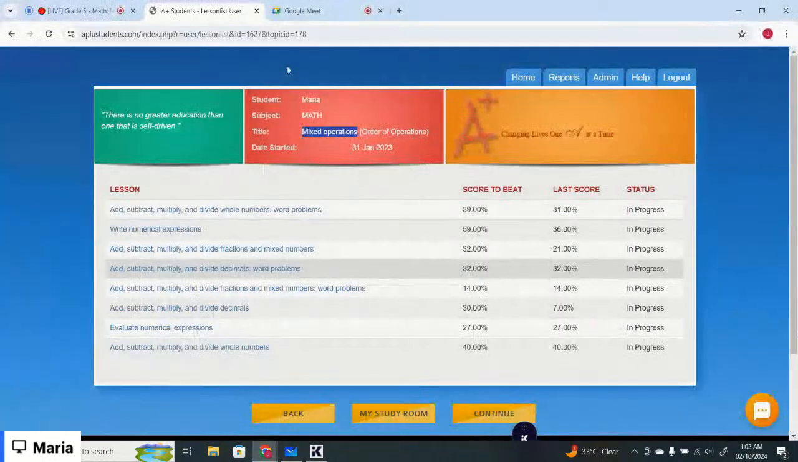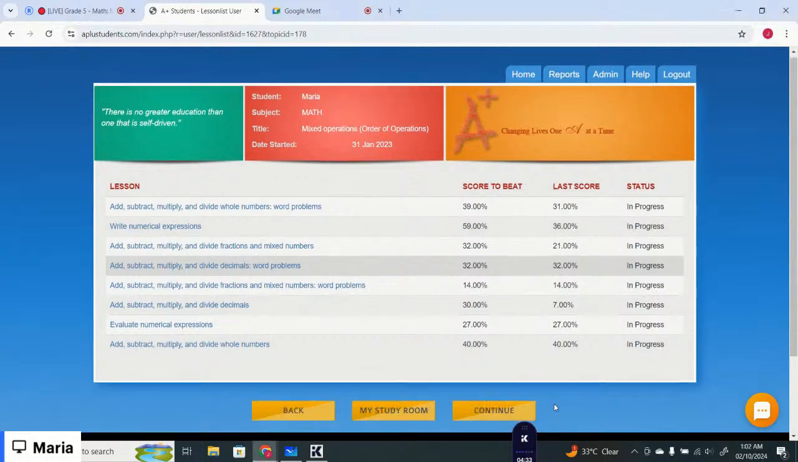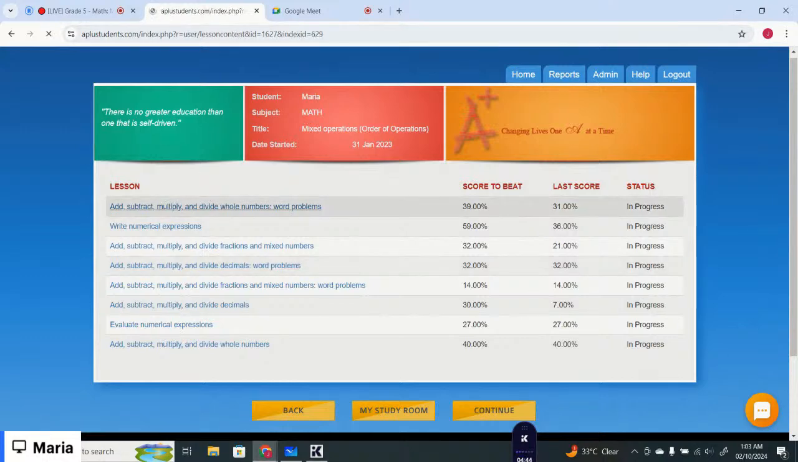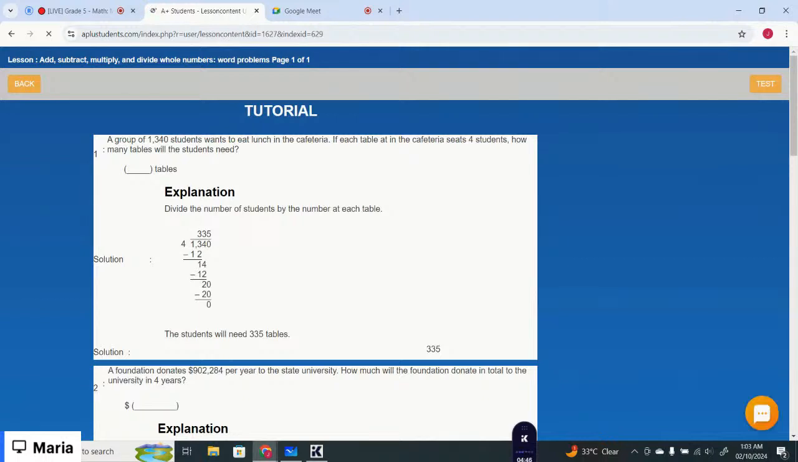Okay, so here I'm on grade 5 math. The chapter we are on right now is mixed operations. So let's start with the first lesson, that is add, subtract, multiply, and divide whole numbers word problem. Let me just read the question.